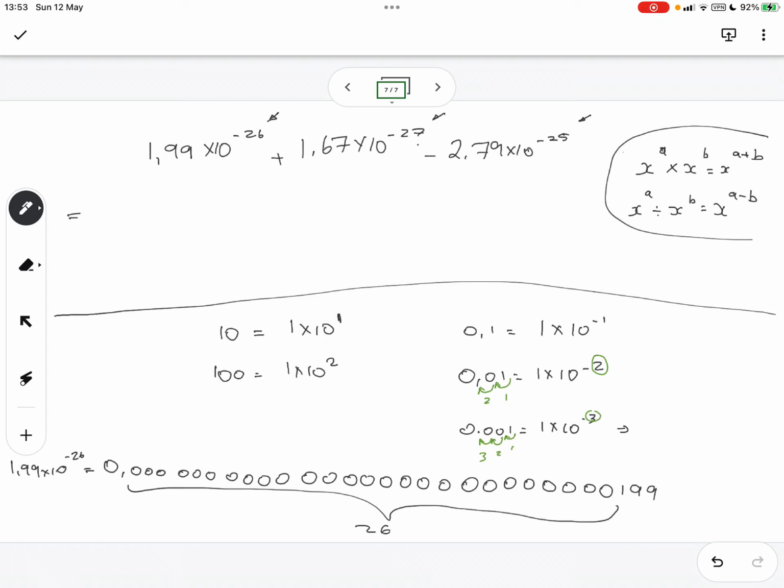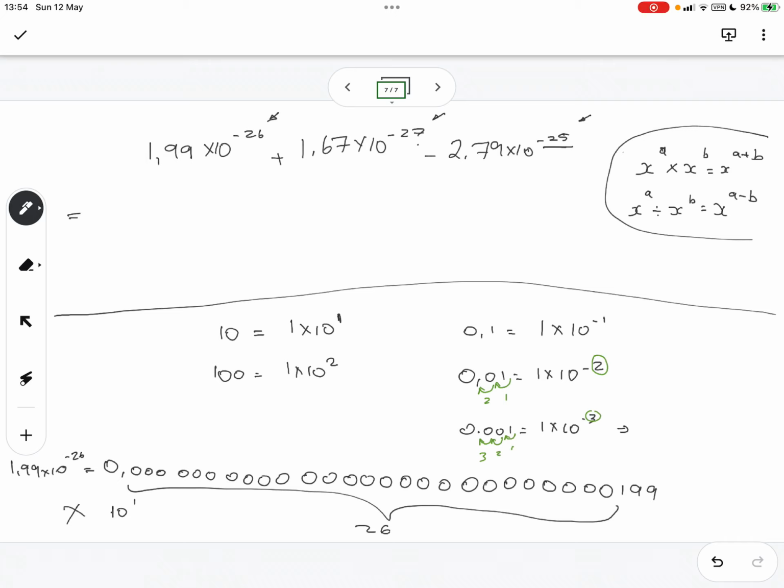So it will be minus 26 plus 1. To equate the exponent here, minus 26, to here, minus 25, we'll have to multiply by 10 to the power 1, because when we multiply by 10 to the power 1, it reduces the number of zeros here to 25.